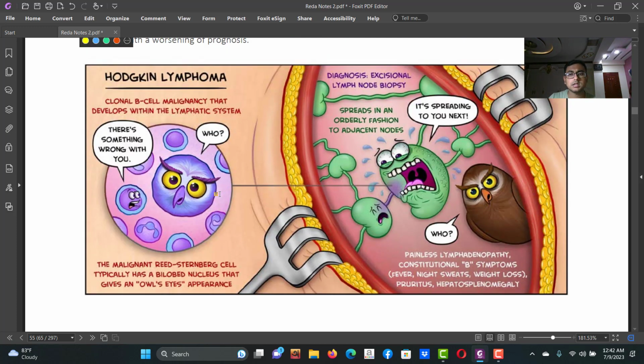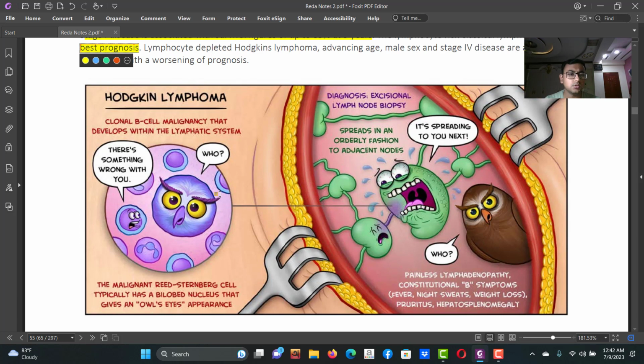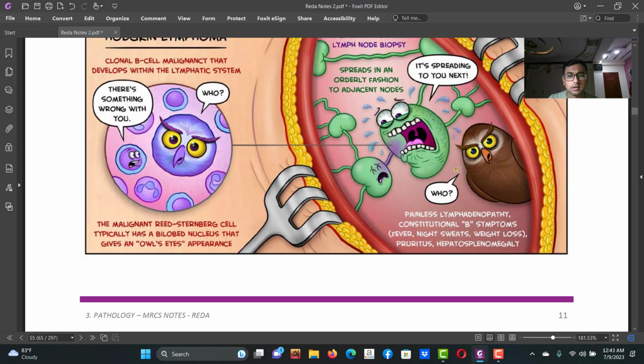Okay, you can see in the cartoon a clonal B cell that develops within the lymphatic system. The malignant Reed-Sternberg cell typically has a bilobed nucleus that gives an owl eye appearance. Diagnosis, and it spreads in a contiguous fashion to adjacent nodes.